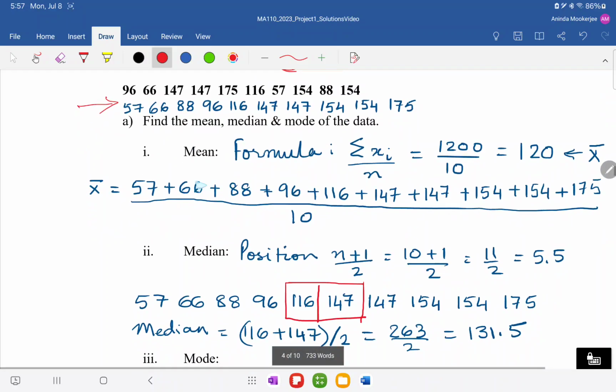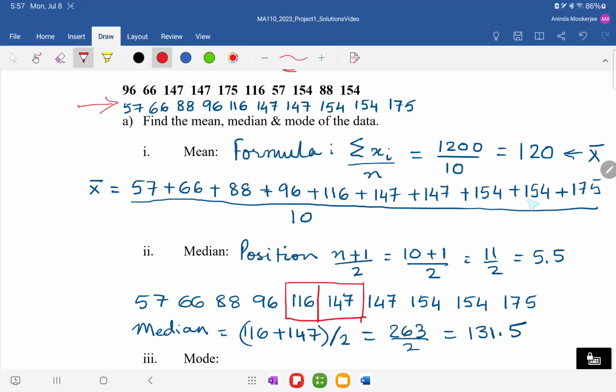Now, so that's the mean. I've shown that I've added up all the values and I've divided by 10. That's the value of the mean. For the value of the median, we of course need to arrange our data first from lowest to highest, which we've done here. And then we have to find the position where the median would be located. The formula for the position is n plus 1, the number of data points plus 1, divided by 2. So we have 10 data points here. So 10 plus 1 divided by 2, which is 11 divided by 2, which is 5.5. That means the median will be located at position 5.5.